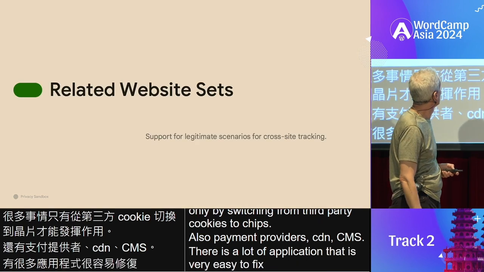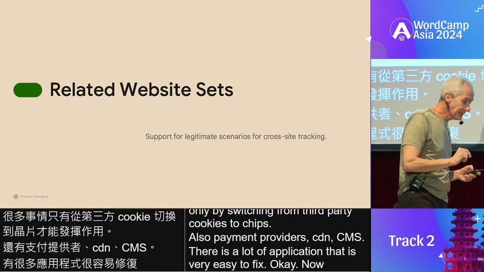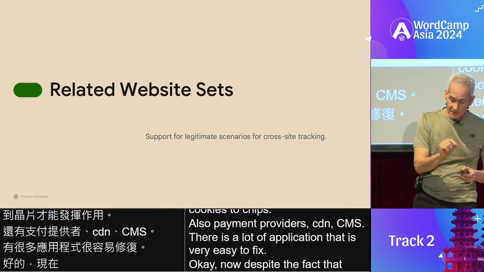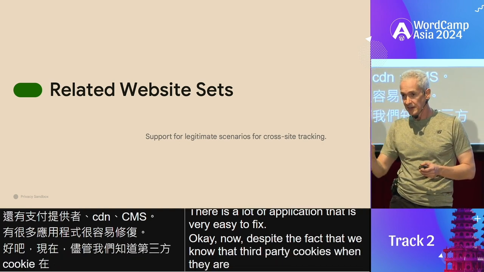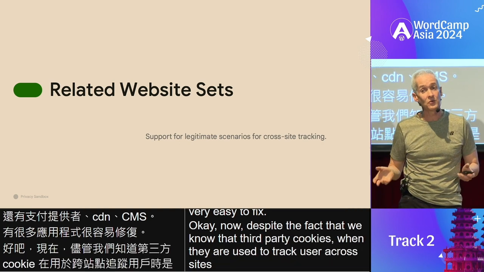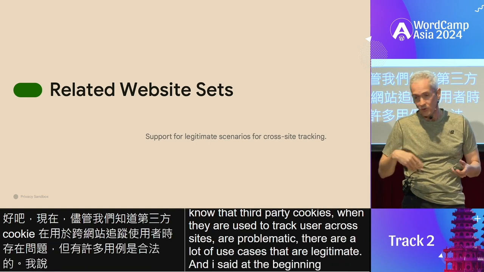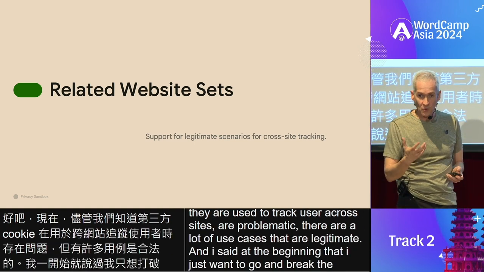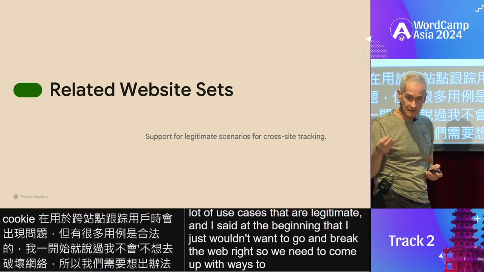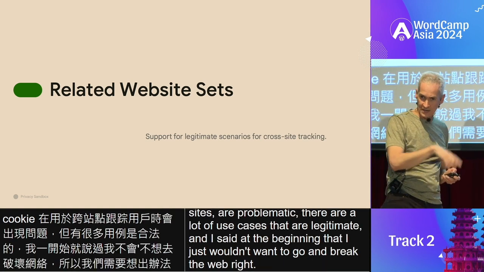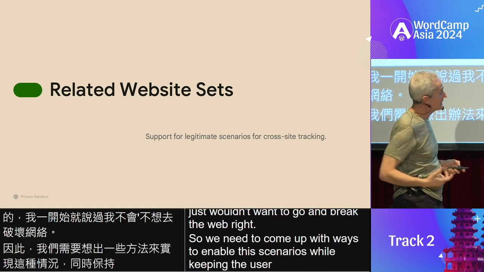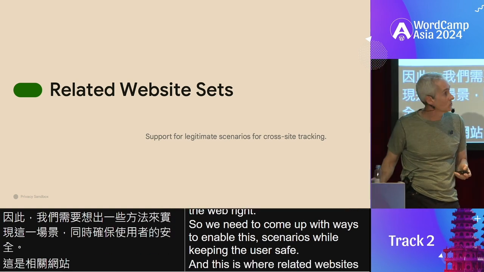Okay? Now, despite the fact that we know that third-party cookies, when they are used to track users across sites, are problematic, there are a lot of use cases that are legitimate. And I said at the beginning that I just don't want to go and break the web. Right? So we need to come up with ways to enable these scenarios while keeping the users safe. And this is where related website sets come into place.